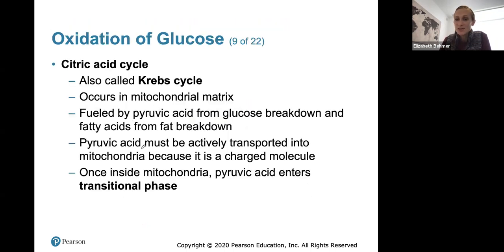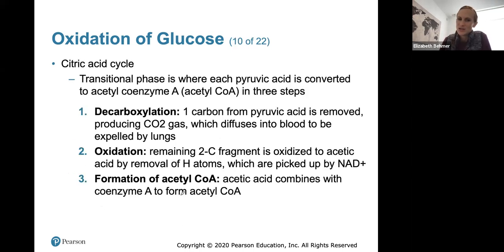So the citric acid cycle, this is the second step of cellular respiration. It's also known as the Krebs cycle. It occurs in the mitochondrial matrix. It uses the pyruvic acid from glycolysis. Pyruvic acid must be actively transported into the mitochondria. Once inside the mitochondria, pyruvic acid enters a transitional phase. This transitional phase has 3 steps, but all it's doing is converting pyruvic acid into acetyl-CoA, which will then go on to enter this cycle process.